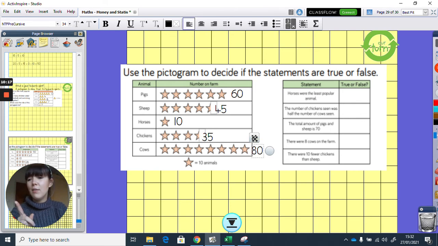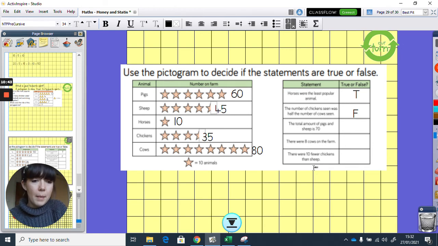Right, now let's put a T for true or an F for false. Horses were the least popular animal. So horses were the least popular animal, so that is true. The number of chickens seen, 35, was half the number of cows seen. So to work that out, you need to work out what half of 80 is. Half of 80 is 40. There are 35 chickens, so that is actually a false.